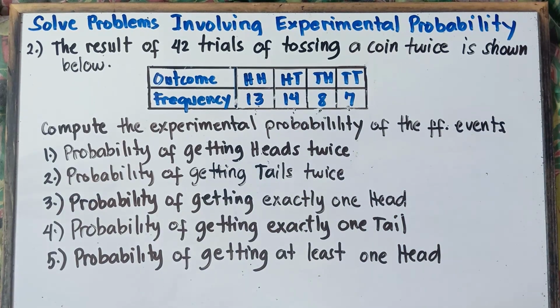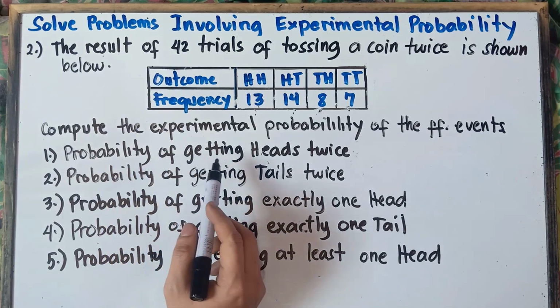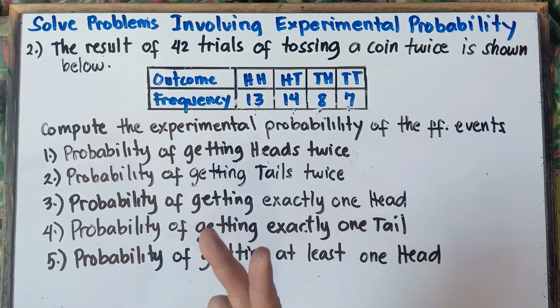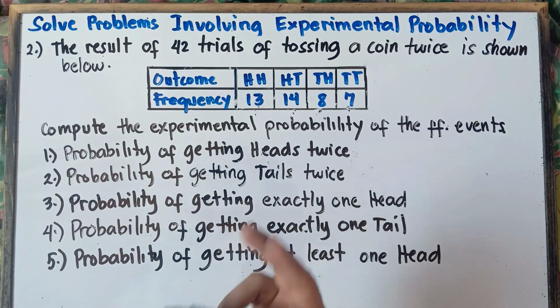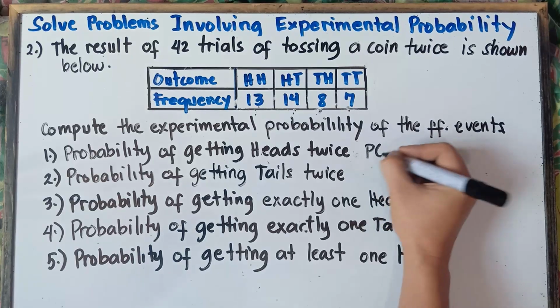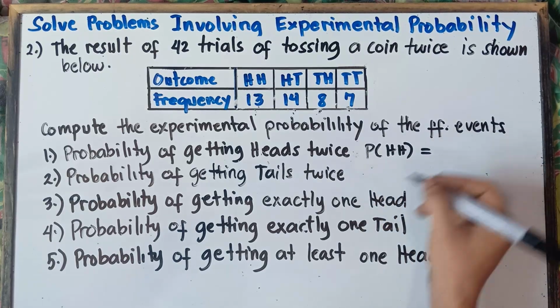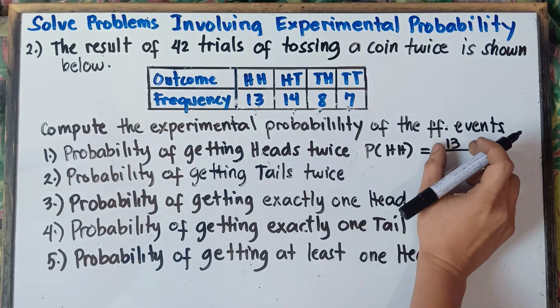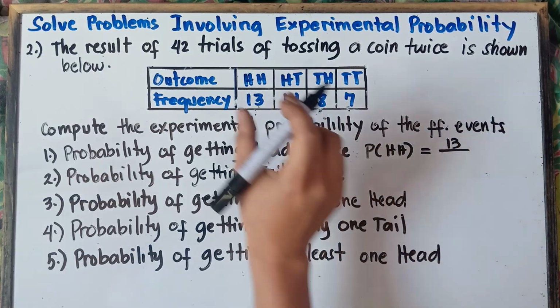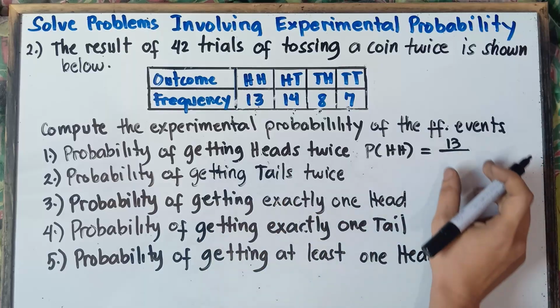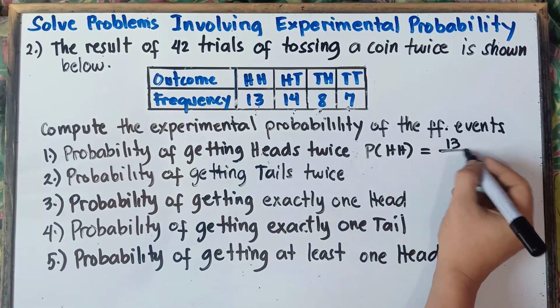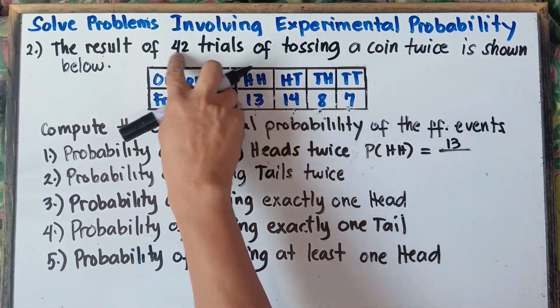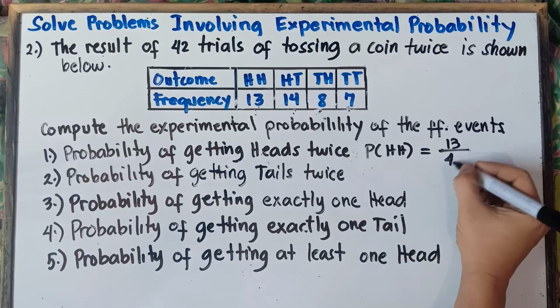Alright, so compute the experimental probability of the following events. Question number 1, probability of getting heads twice. Therefore, you want 2 heads. So the probability of getting 2 heads is equal to the frequency of getting 2 heads, which is 13. Class, on the top part is the number of times the event occurs. Therefore, 2 heads appeared 13 times, that's why our numerator is 13, all over the total number of trials, 42. Therefore, the denominator is 42.